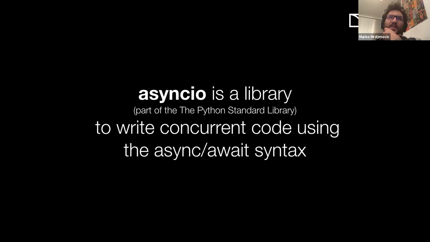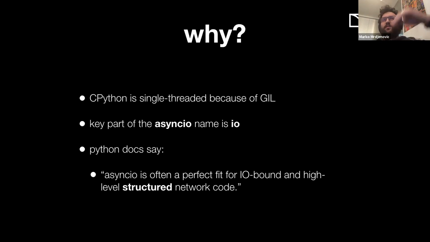So asyncio is a library to write concurrent code using the async await syntax. It's part of the Python standard library. And why would you use it? Because CPython is single-threaded because of the global interpreter lock. The key part of the asyncio name is the IO part. So you're going to be using it for IO bound and high-level structured network code. That's where it basically gives you the most benefits.